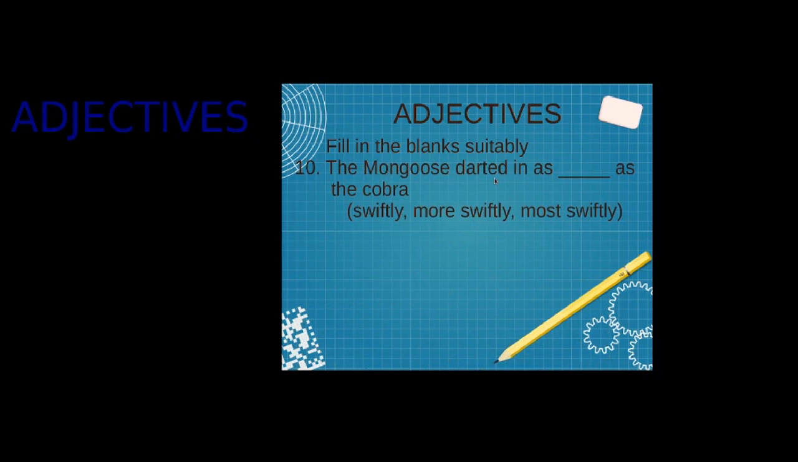The mongoose darted in as dash as the cobra. Swiftly, most swiftly, most swiftly. So what's your answer? Swiftly. Why? The use of as dash as helped us to use the positive degree.